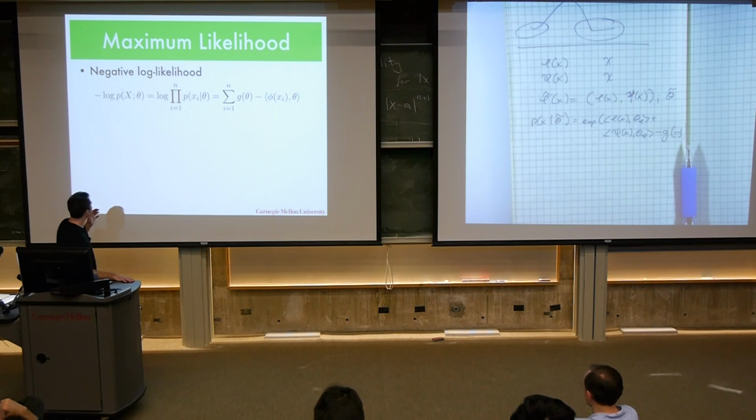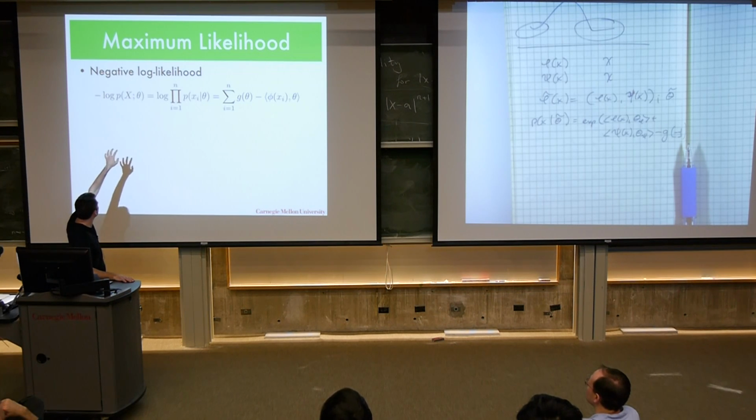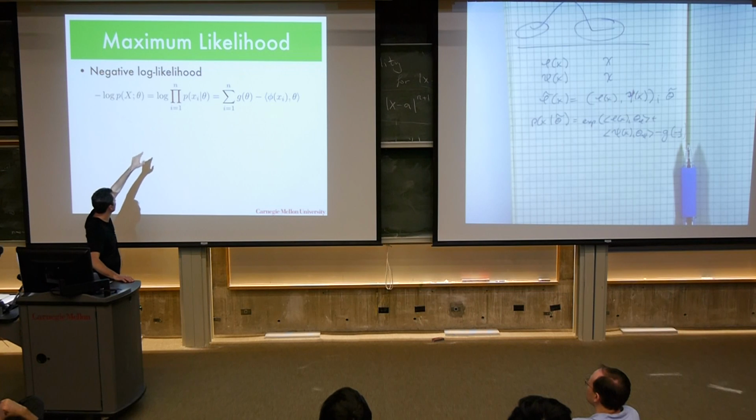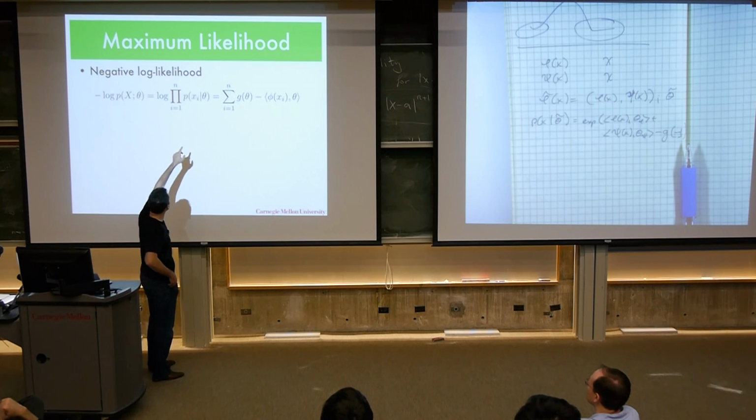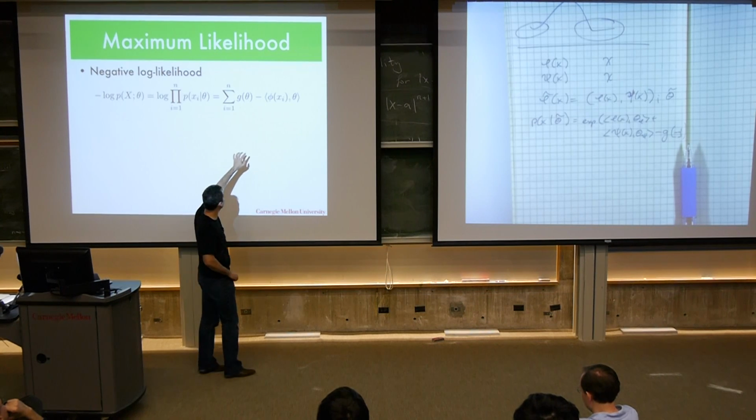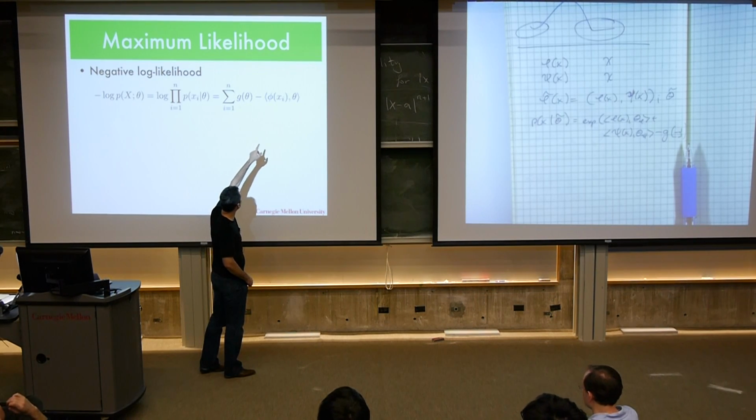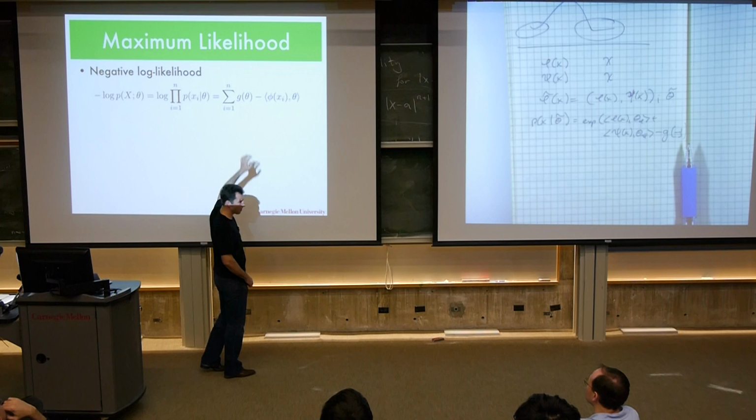So the negative log likelihood, if I draw the observations IID, it's just, well, minus log p of x parameterized by theta. It's the log of the product, i going from 1 to n, of p of xi given theta, which just by definition is g of theta minus phi of xi dot theta.